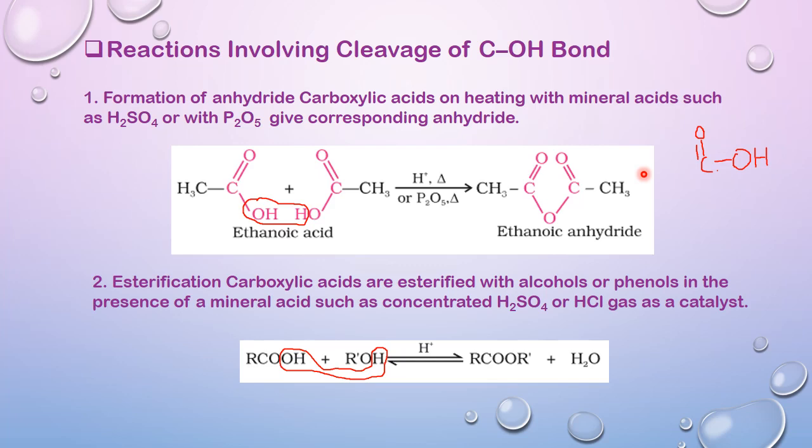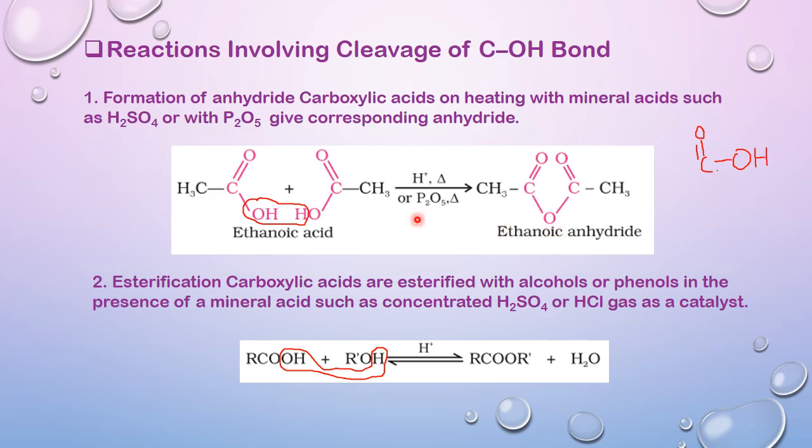Now these things you need to keep in mind: if a chemical reaction is asked, to show the chemical behavior of carboxylic acid with respect to the cleavage of the C–OH bond, then we need to show and write these chemical reactions only. Now, involving this cleavage, we have the following chemical reactions.